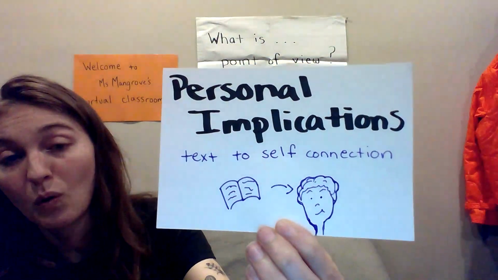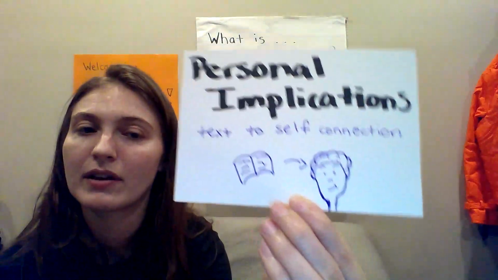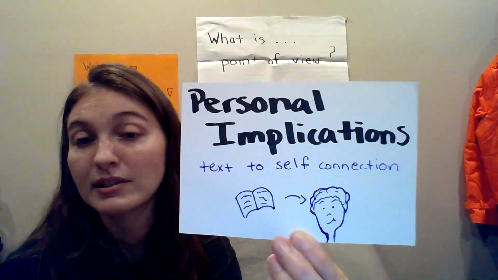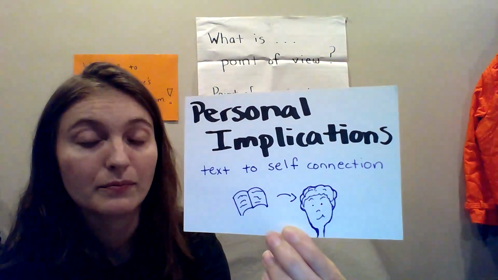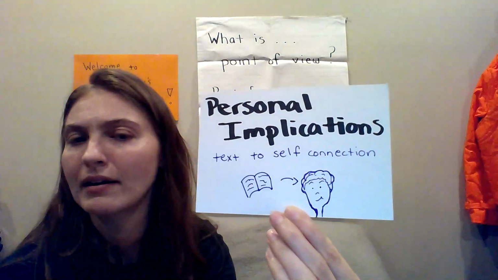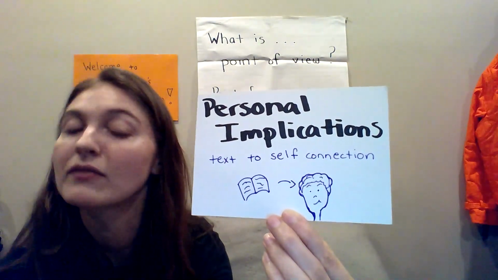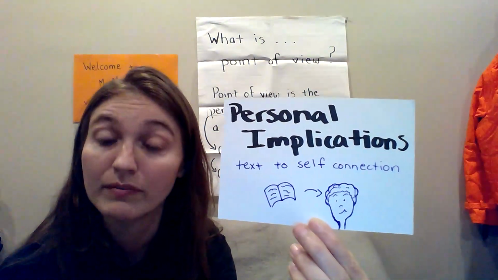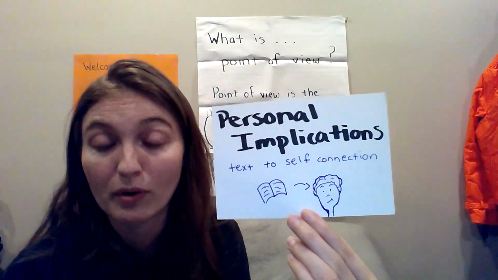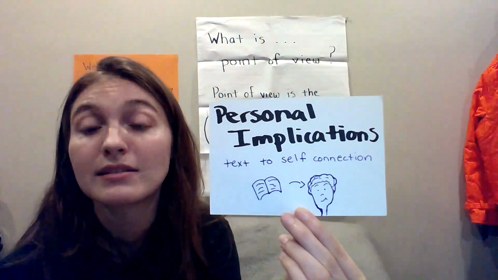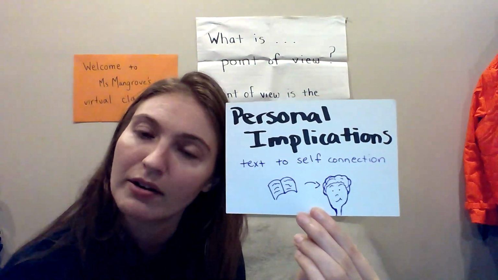Personal implications, or a text to self connection. So how does the text relate to you? How does the text not relate to you? What do you think about it in terms of if you were to be in that situation, if you were to be in that setting, if you were to have a relationship or a friendship with a character similar to the traits that the character has in the story?